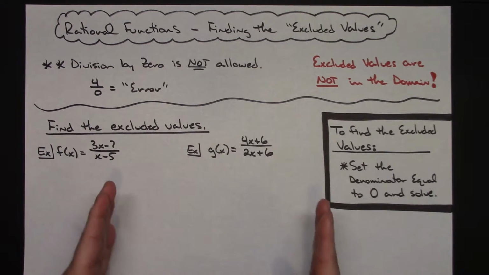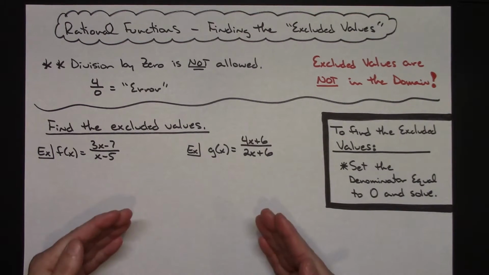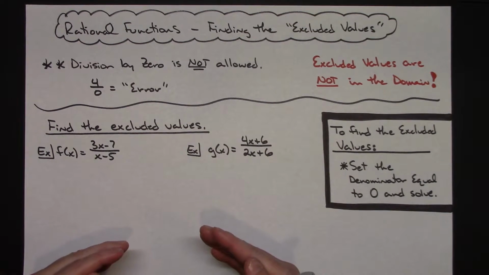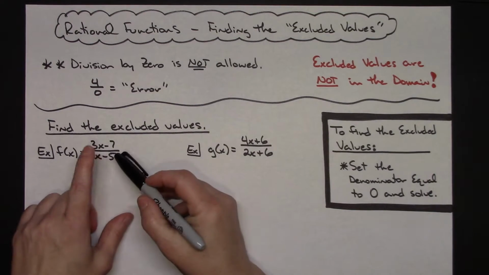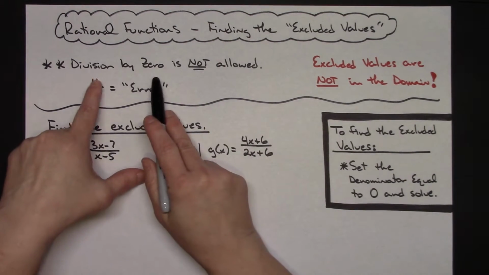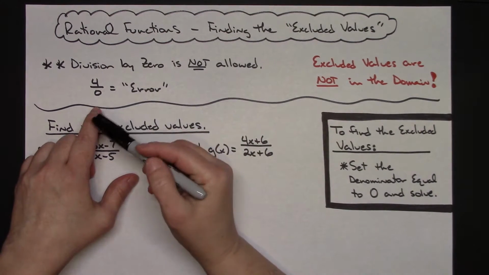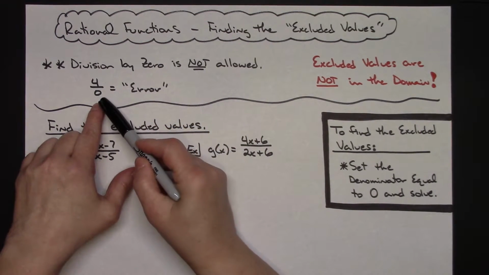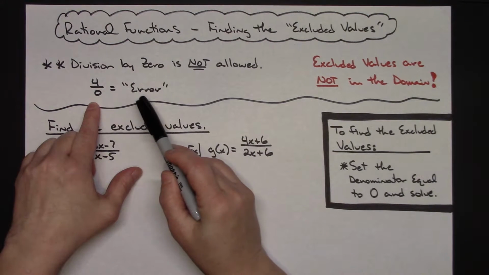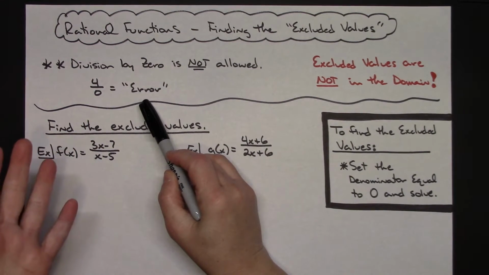Particularly, we really have to pay attention to our excluded values on this, and that's because in a fraction like this, we cannot divide by 0. Division by 0 is not allowed. You can do this on your calculator. If you just take 4 divided by 0, when that bottom is 0, you're going to get an error on the calculator. It's just not allowed.